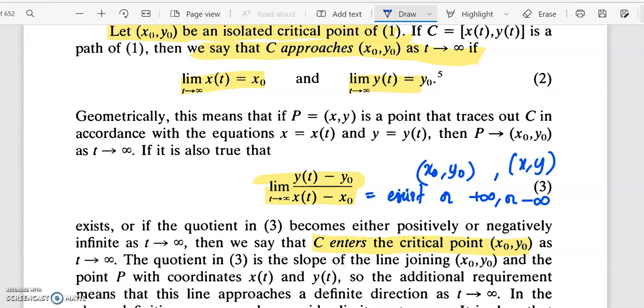So for that we need to know what is x equal to x of t and y equal to y of t.